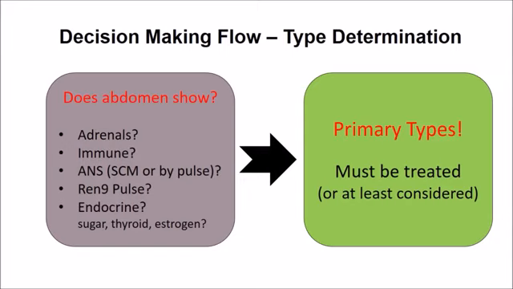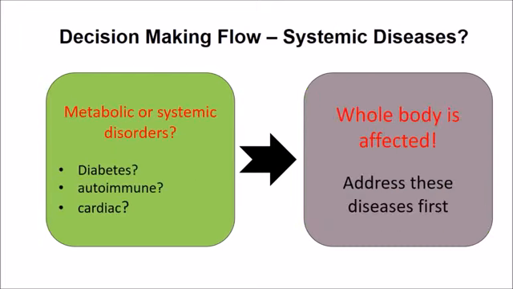Are there endocrinological disorders like thyroid, estrogen, or sugar issues? Those affect cell metabolism in the whole body, and again, they need to be addressed. Are there any systemic diseases, diabetes, autoimmune disorders? Those will need to be addressed as primary causes usually.